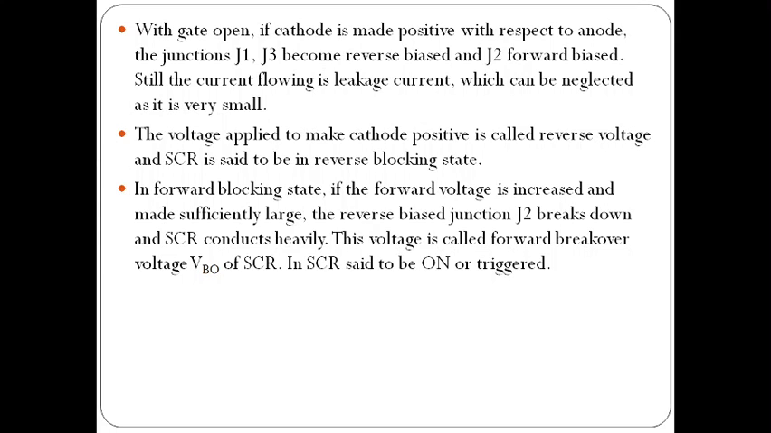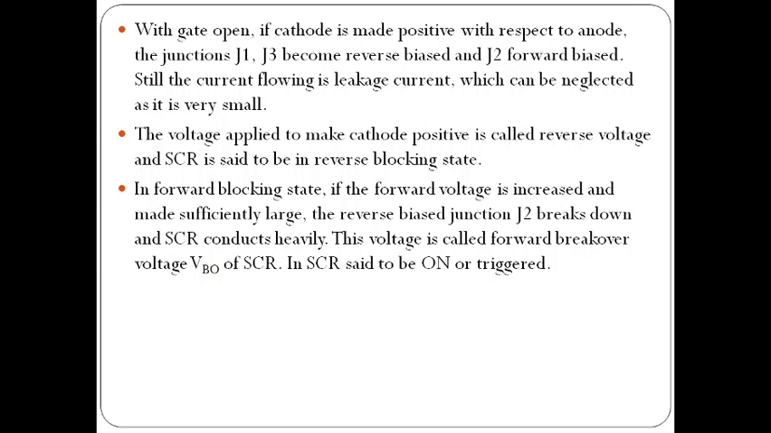Still, there is no current flowing. Why? Because junction J1 is reverse biased, so here we have the leakage current, and junction J3 is also reverse biased, so here also we have the leakage current. In between, the middle junction J2 is forward biased. Yes, the outer two junctions are in reverse bias, and the middle junction J2 is forward biased.